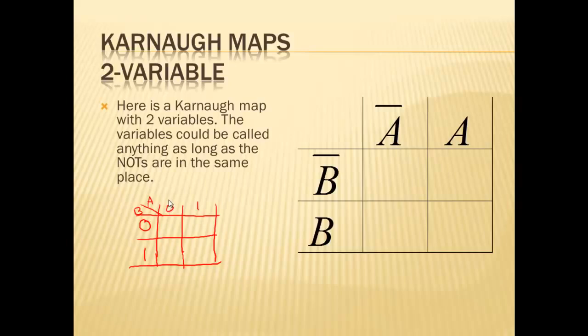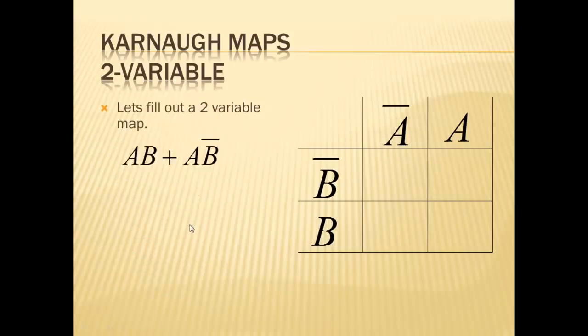But all it means is this is A not, since it's on the A part, and this is A, and this is B not, and this is B. So if you ever see one of these, that's all it means, it's just laid out like that. I don't know why they do it that way. It's just what some people do. Okay, so let's do an example.